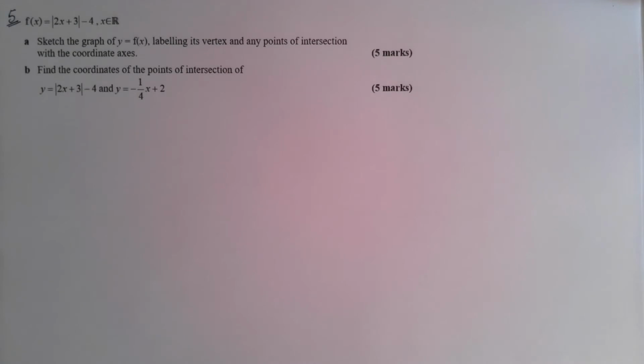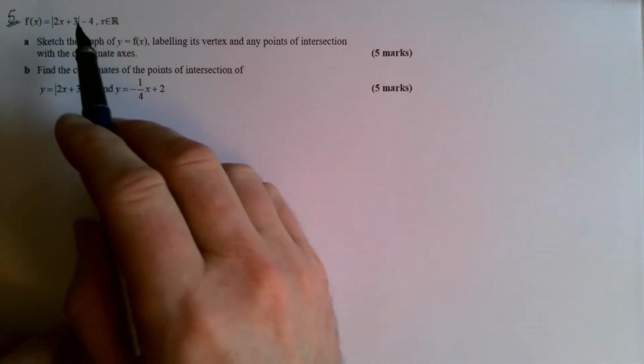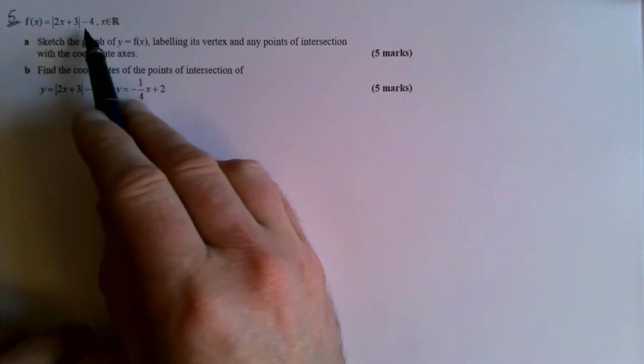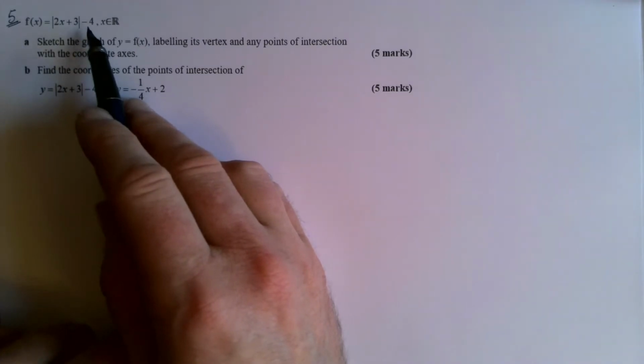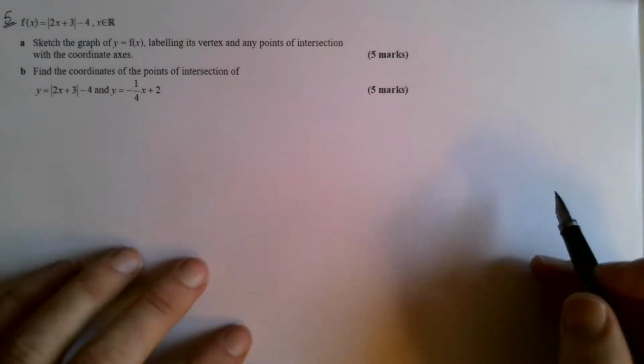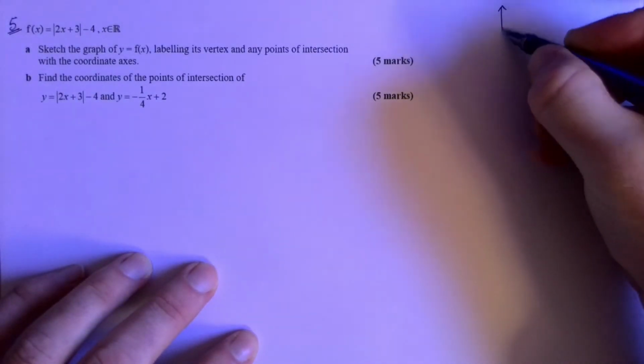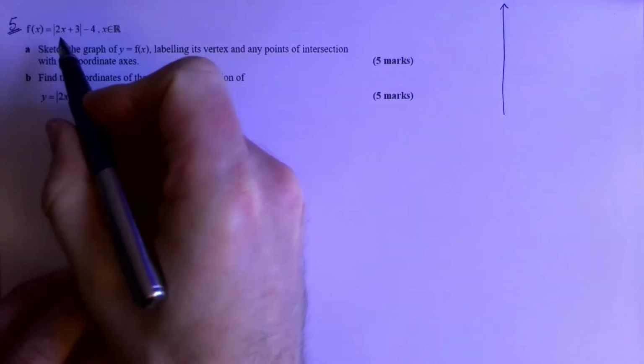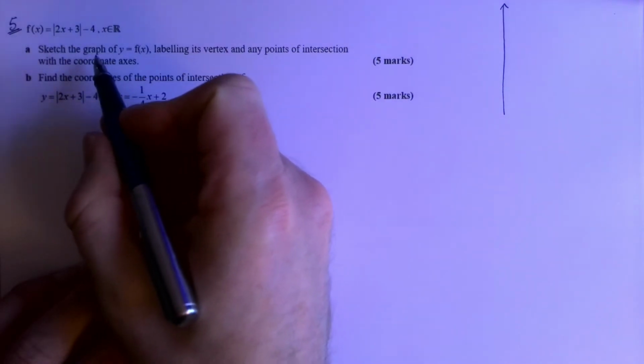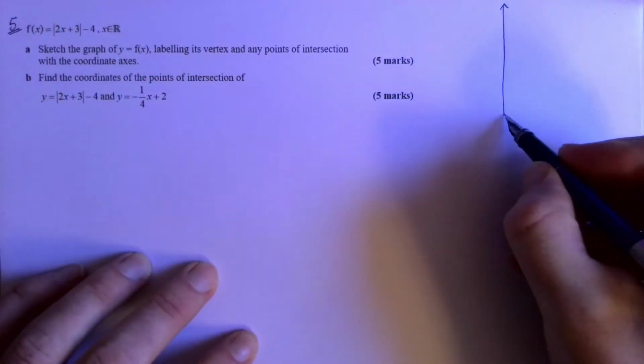Right, so question 5 has something we haven't had before. We're sketching a modulus, but then there's a -4 after the modulus. So what I would do there is sketch the modulus first and then shift it all down 4 once you've done that.